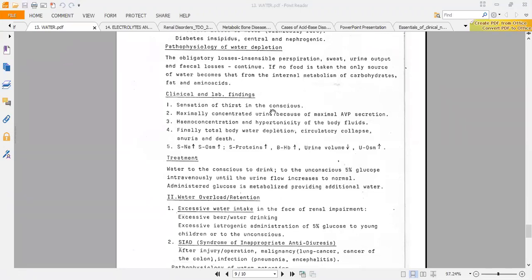For that one, you just give the person normal saline. We call that one volume replenishing the person's volume. Like someone has come, the person is losing blood. You rather give the person normal saline so that the fluid you are giving will stay within the plasma.